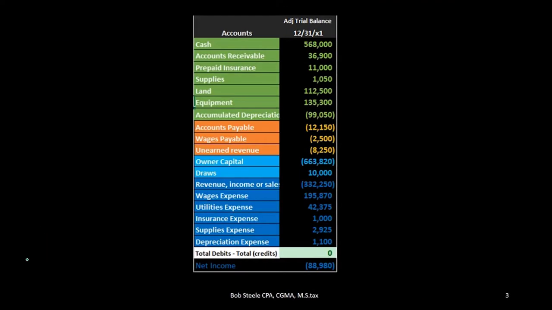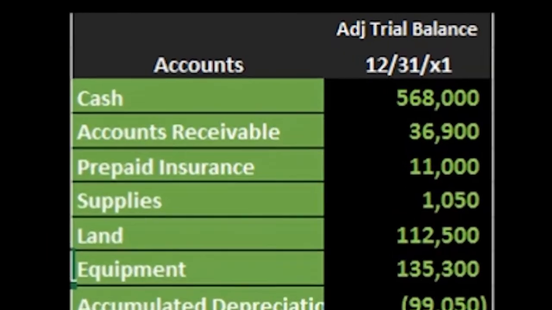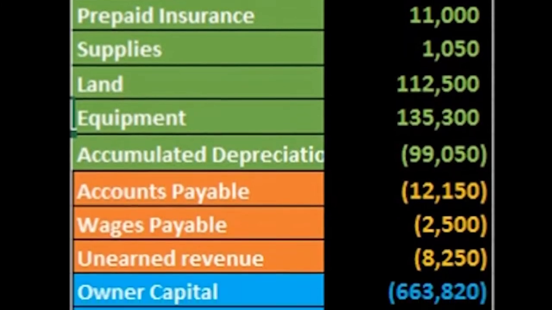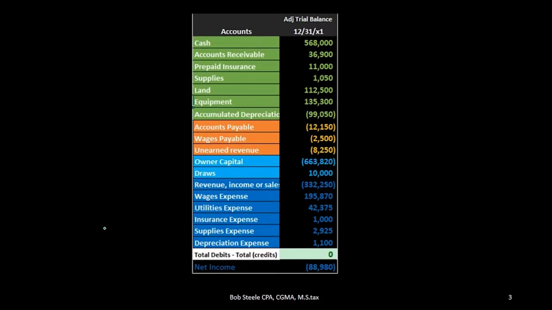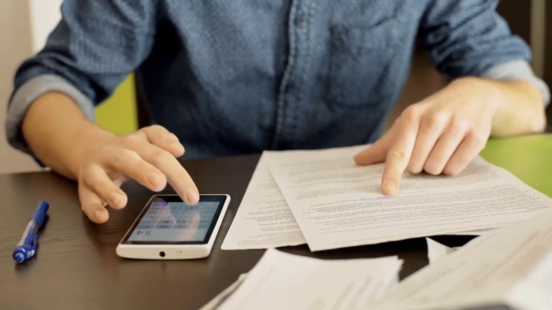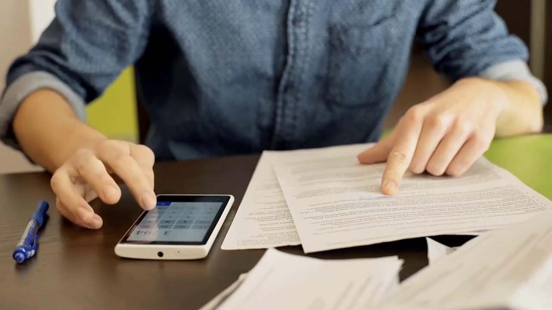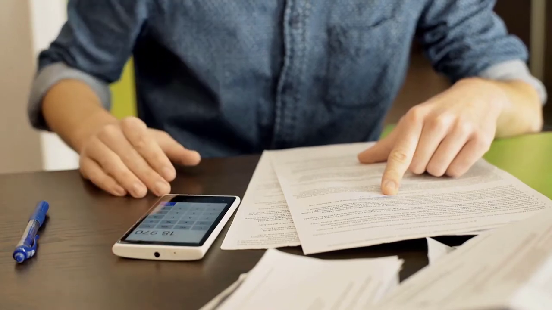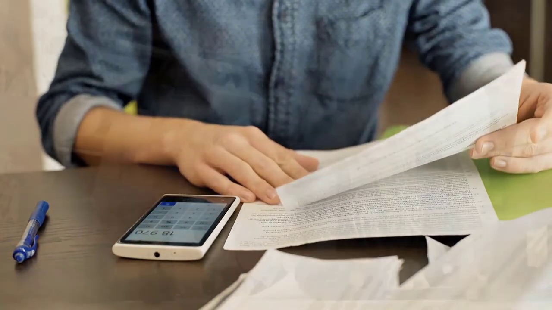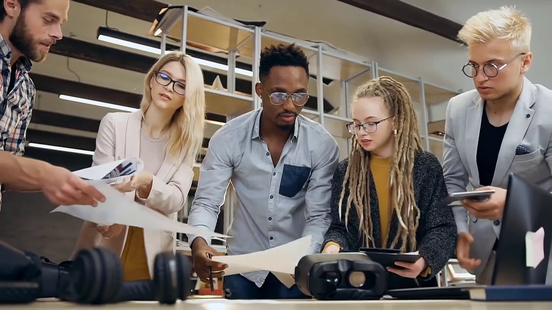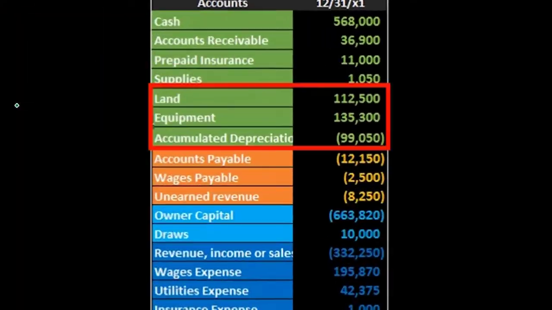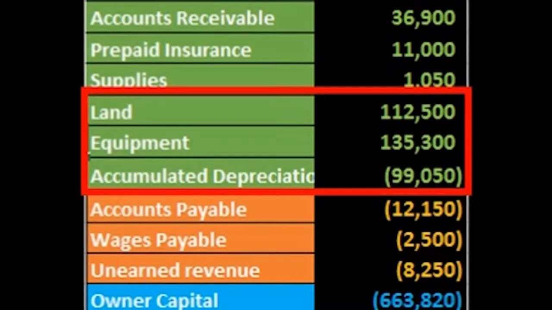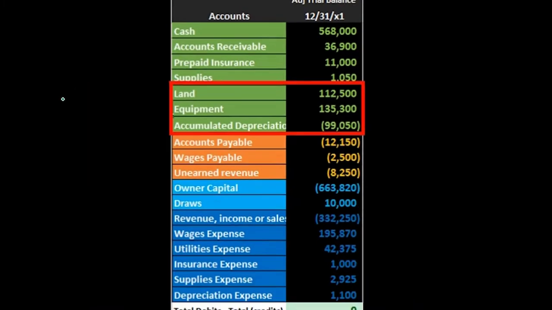We will be picking these numbers up from a trial balance. And once we have completed all the financial statements, what we're basically doing is taking a debit and credit format from the trial balance, converting it to a plus and minus format in terms of the financial statements, assets equal liabilities plus owner's equity, so that people can read it even if they don't understand debits and credits. In this lecture, we're focusing in on this section here, which will be land, equipment, and accumulated depreciation.